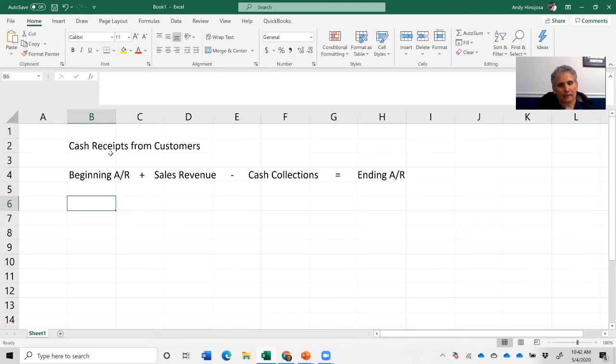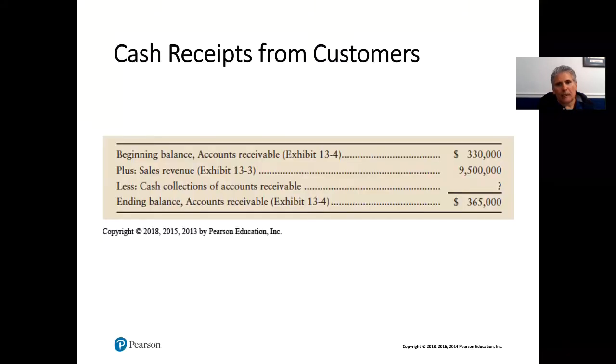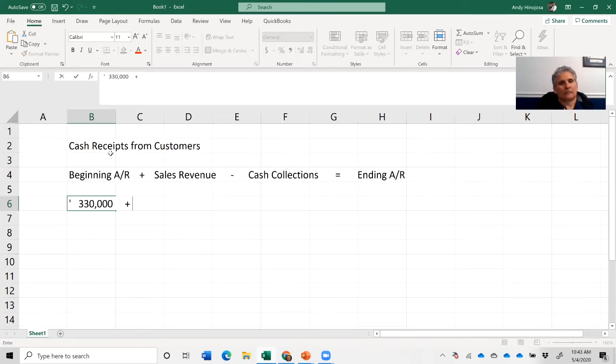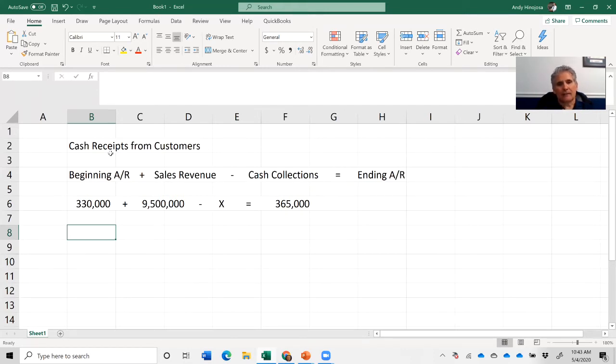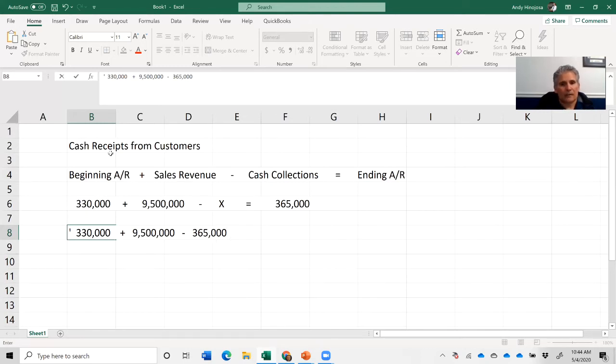Okay, so the formula is beginning AR plus sales revenue minus cash collections equals ending AR. Beginning AR is 330. Sales revenue is 9,500,000. Cash collections, we don't know, that's the X. And ending AR balance is 365,000. So we're going to try to isolate the X. We'll flip it to the right side, that's going to make it positive. So we're going to add X to both sides, so it'll be 365 plus X on the right side, and the X disappears, and then we're going to subtract 365. So 330,000 plus $9,500,000 minus 365,000 equals X.